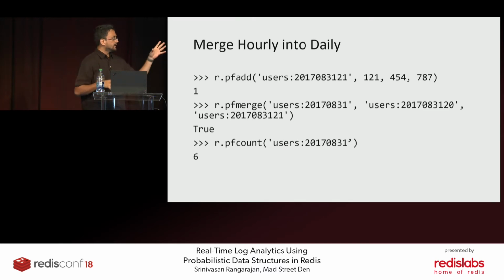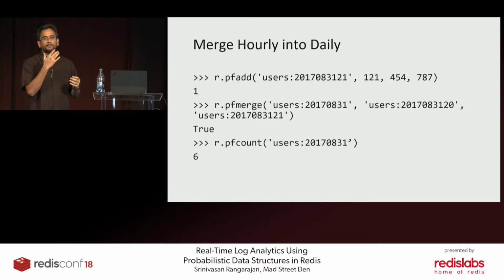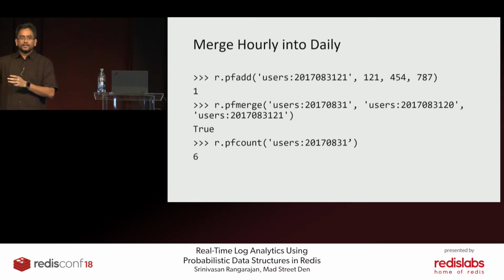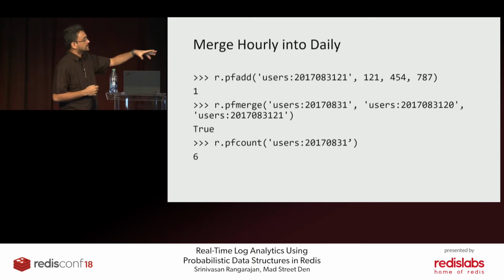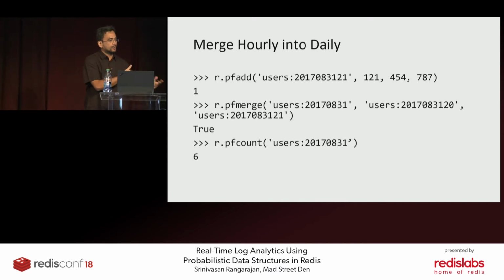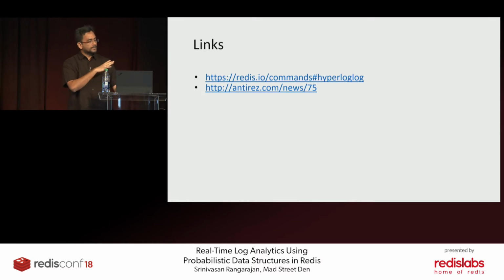So this is the way you can use the merging functionality. You just say pf merge, your destination key and the list of all source keys. I've given a simple example of 2 source keys and 1 destination key, and you can merge hours into days and so on. You can play around with this. These are the links related to Hyperloglog. The slides will be shared, so I have a link that you can go to get the slides.